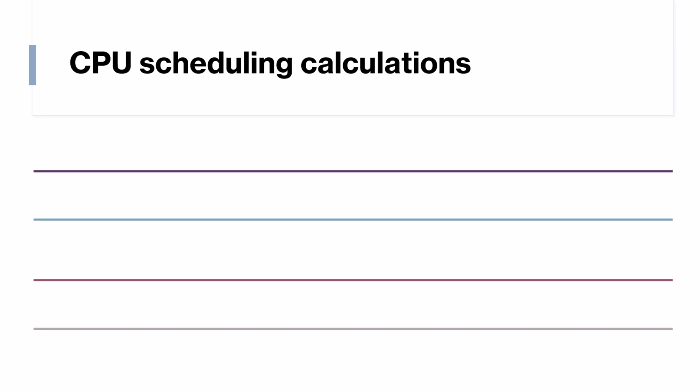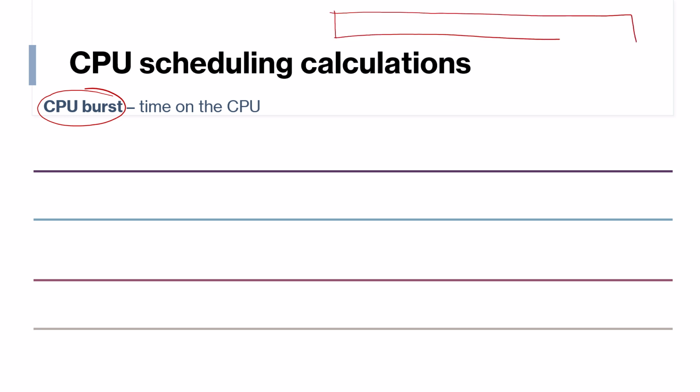So let's talk now about CPU scheduling algorithms and the calculations that can be made to compare the different algorithms. First, we want to recognize that a CPU burst just means the time that a process is on the CPU. So if we have a chart like this, and this represents the CPU starts at time 0, each process is going to get a little bit of time on the CPU. So say process 1 comes in and gets 10 time units on the CPU. That would be the current CPU burst for process 1.